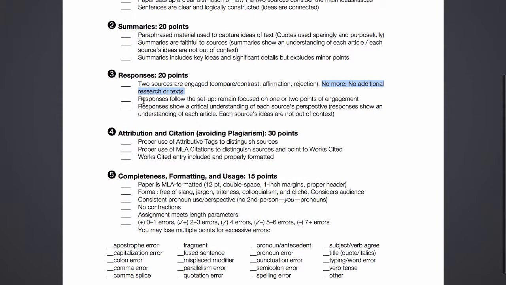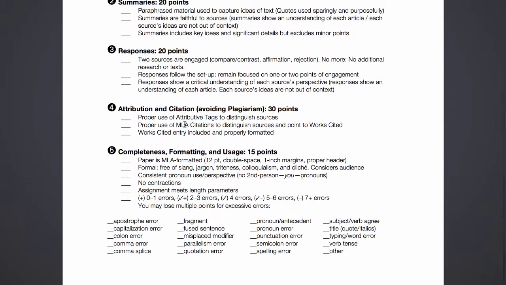Note here that the responses follow a setup, remain focused on one or two points of engagement. They don't just go all over the place. Your paragraphs are organized and they're concentrating on some key ideas. And those responses show you understand each source's perspectives. Attribution and citation is absolutely essential to this.